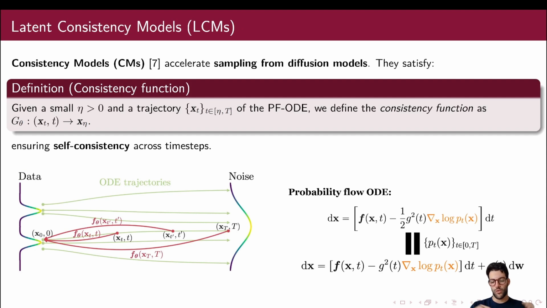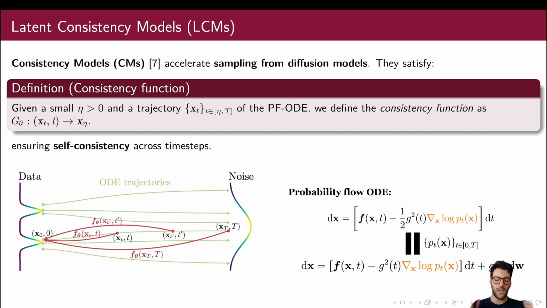So to do this, we want to introduce a framework that has been developing in the last years. That is the one of consistency models, and obviously latent consistency models. The idea of a consistency model is to define and then actually train a network that implements a function called the consistency function. What is a consistency function?